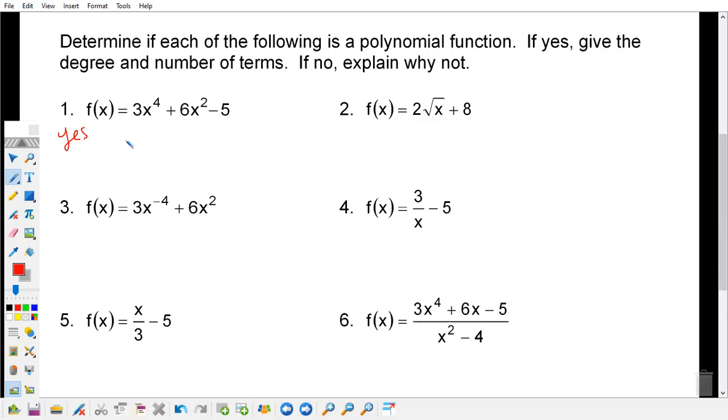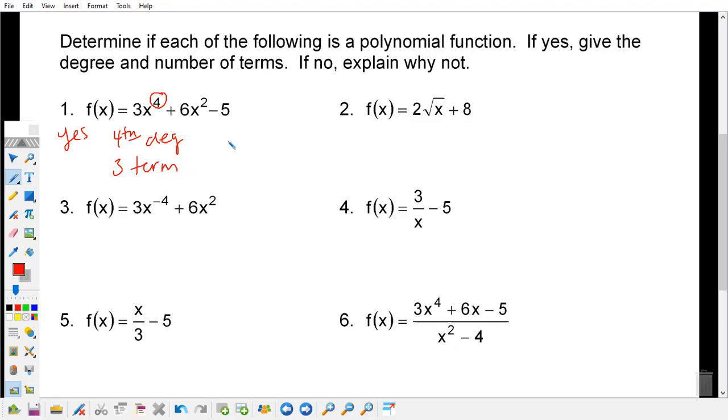How do I know? Because what is my highest power? 4. So I can write fourth degree or I can write quartic. And the terms: how many things are being added or subtracted together? 3. So this is a 3 term, fourth degree or quartic polynomial.